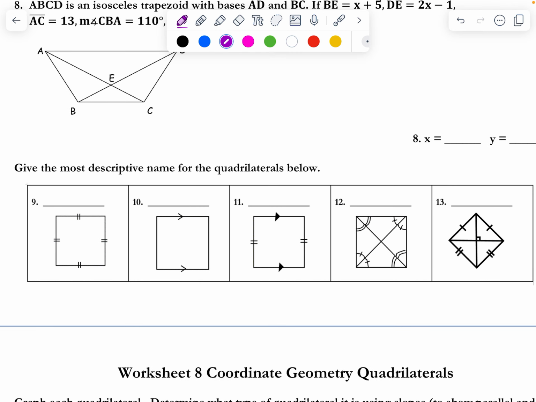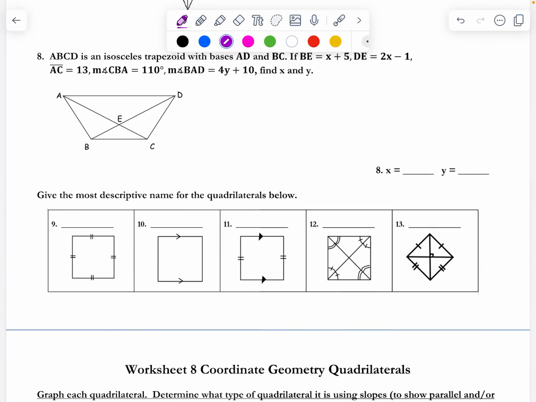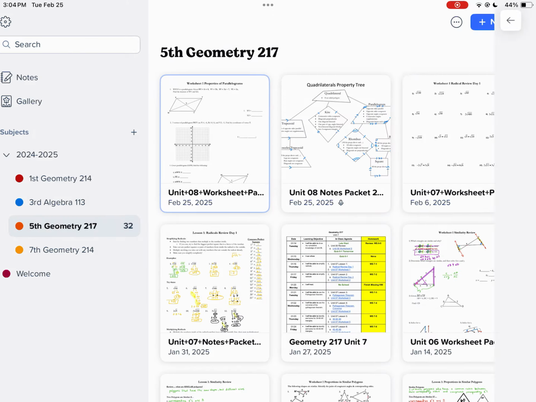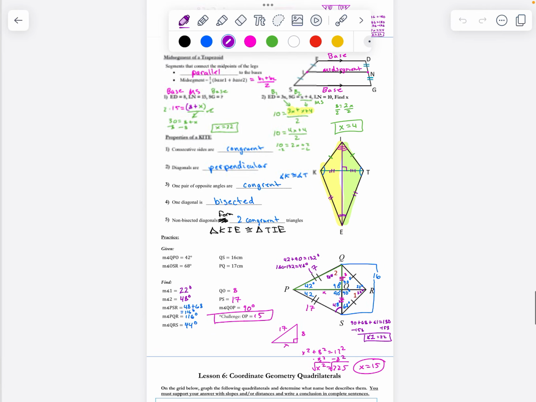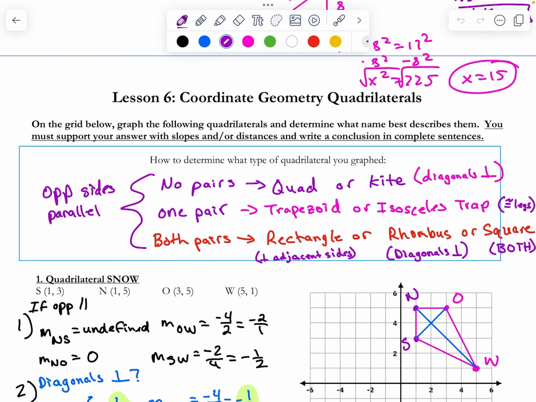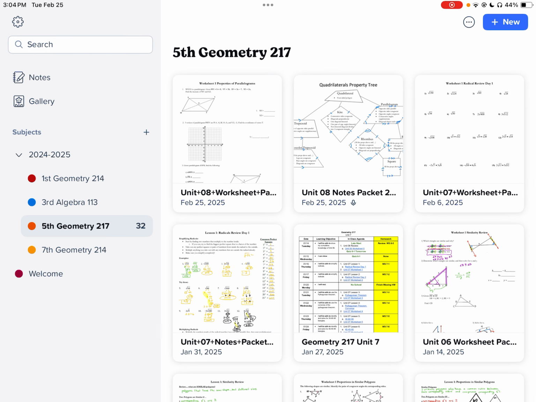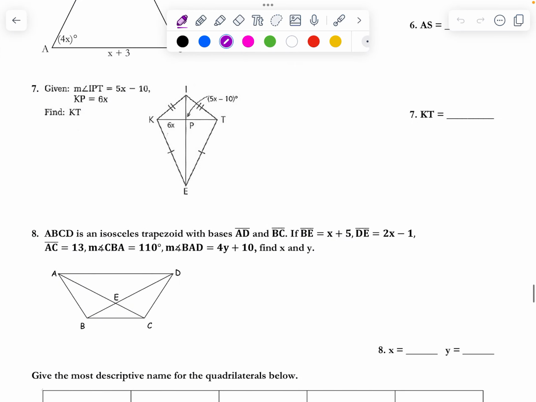So give the most descriptive name for the quadrilaterals below. Well, here, the only thing that we can really do, and remember some of our notes are trees, especially the one that we learned today. This tree is so helpful because it encompasses both the tree from lesson 4 along with the no pairs and the one pair. And you can start following along through that tree to find these. But again, it's not going to be perfect, especially since we don't have coordinates here to use it well.